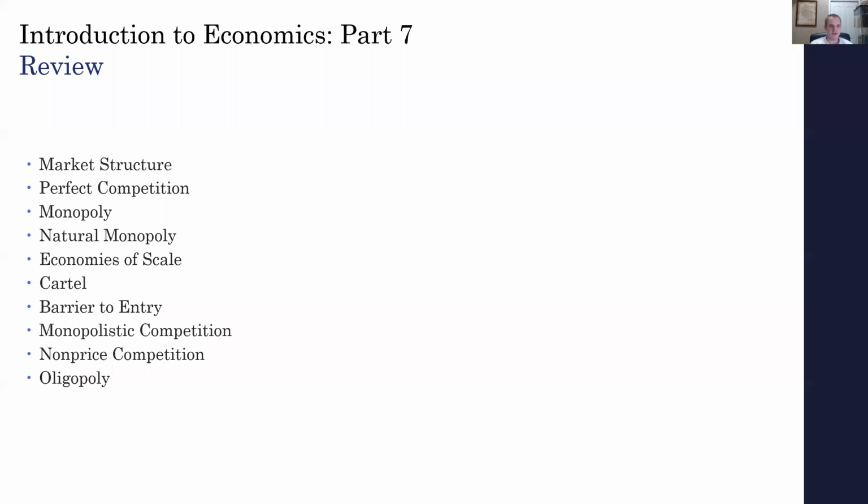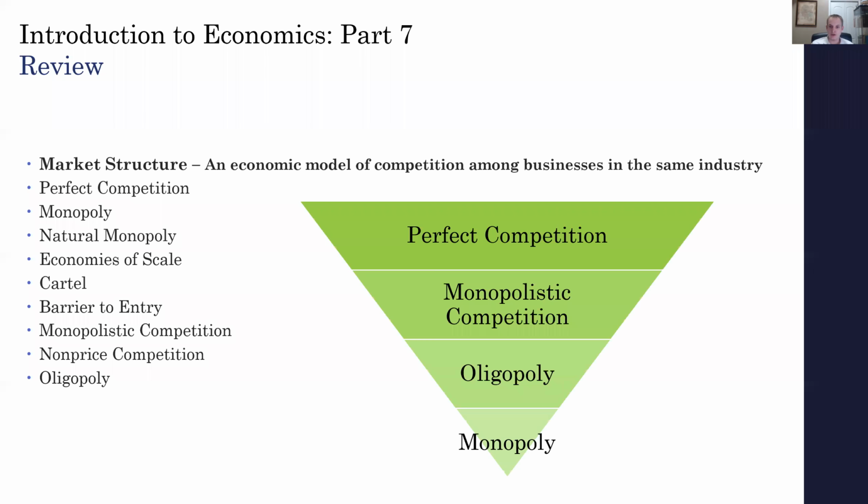Now, similarly to previous review mini lectures, we have a list of similar terms that we will be going through and trying to find ways that these are related with each other. So first up, we have market structure. A market structure is an economic model of the nature and degree of competition between firms within the same industry.